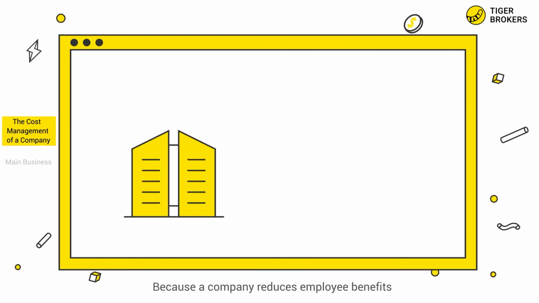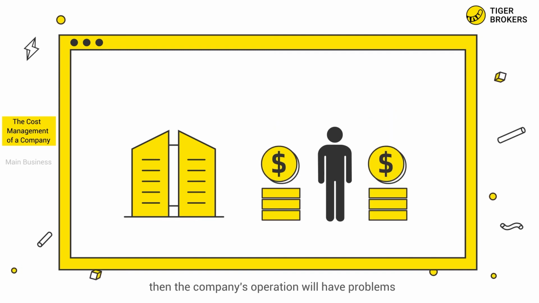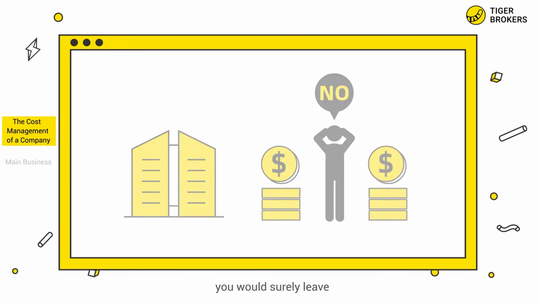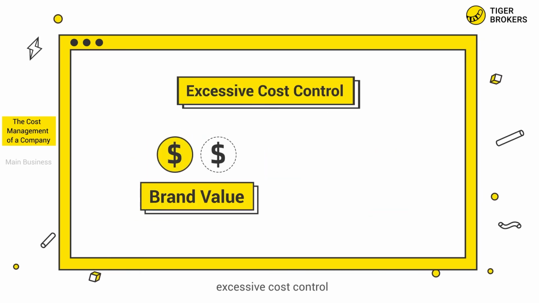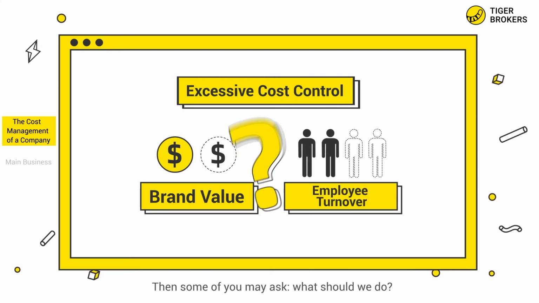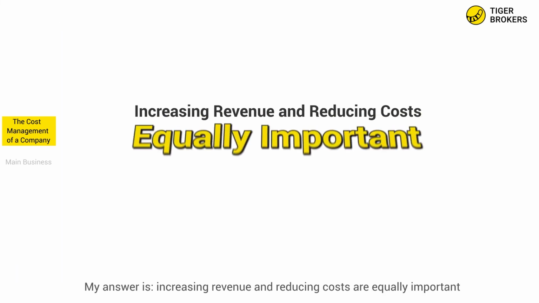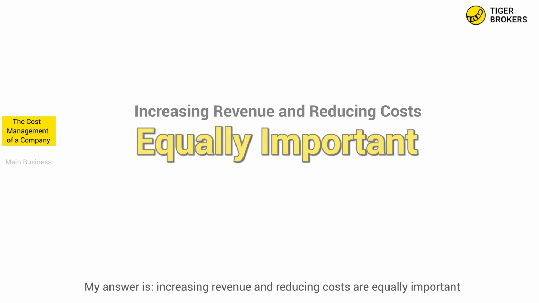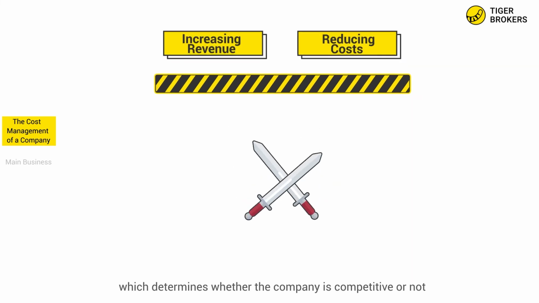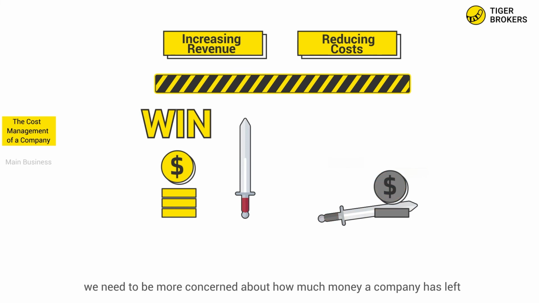Why? Because a company may reduce employee benefits and wages in order to cut costs. Then the company's operation will have problems. If you were working in this company, you would surely leave. Therefore, excessive cost control might only reduce brand value or lead to high employee turnover. Then some of you may ask, what should we do? My answer is, increasing revenue and reducing costs are equally important. Both of them are designed to increase income, which determines whether the company is competitive or not. In other words, we need to be more concerned about how much money a company has left.